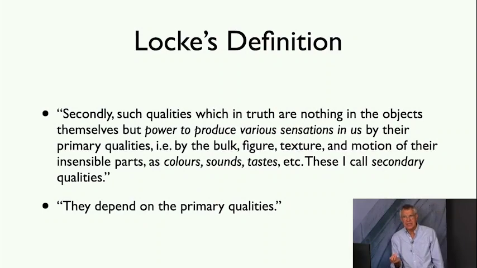So Locke gives the definition of a secondary quality this way. "Secondly, such qualities which in truth are nothing in the objects themselves, but power to produce various sensations in us by their primary qualities. That is, by the bulk, figure, texture, and motion of their insensible parts, as colors, sounds, tastes, and so on. These I call secondary qualities." So they're the effects on sensation of the primary qualities of objects. They are the power of those objects to affect us.